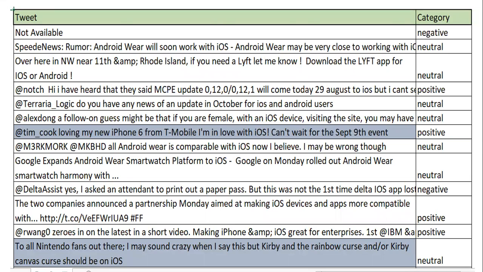You can see here some file which I've pulled out, wherein you can see a person verbally describing his experience. You have the tweet, and the second variable is whether that comment is a positive comment or negative comment. I've underlined a few comments in blue. You can see here a person called Tim Cook: loving my new iPhone 6 from T-Mobile. I'm in love with the iOS. Can't wait for September 9th event. Question is, can we analyze this kind of data?